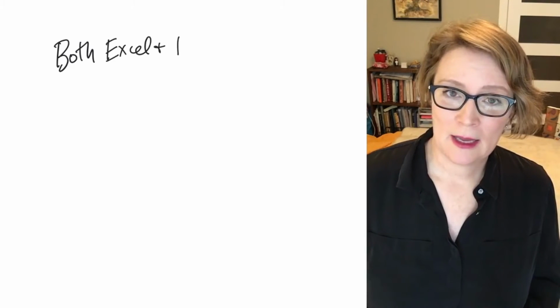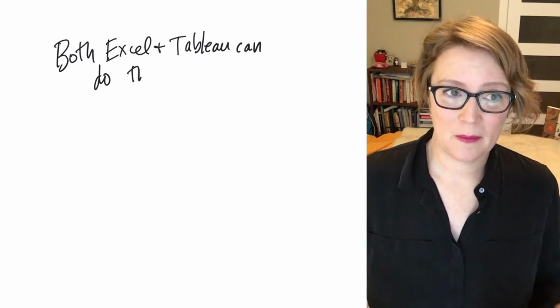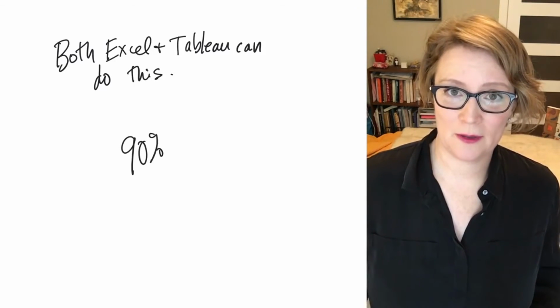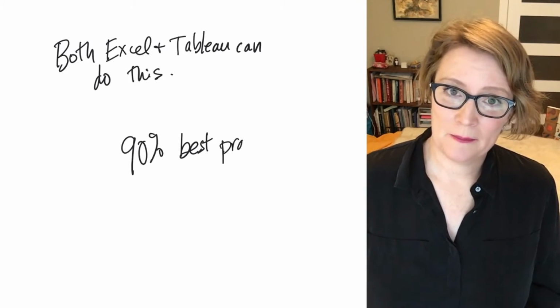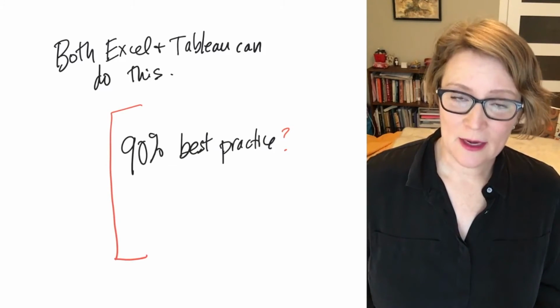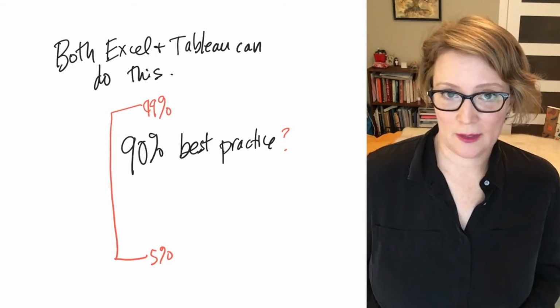Now, in terms of how to figure out how uncertain or certain you are, both Excel and Tableau can calculate confidence bands. A confidence band shows you how likely it is that the truth falls in those percentages. So a 90% confidence interval is kind of industry best practice in current data journalism. However, there's a very, very wide range. That's plus or minus a lot.